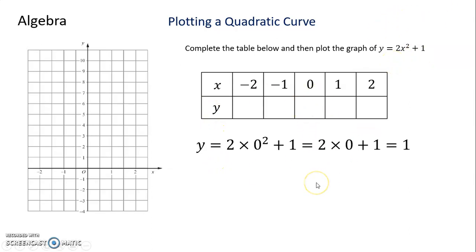So I'm going to again start with the positives. 2 lots of 0 squared add 1. 0 squared is 0, so that's 2 lots of 0 add 1, which is just 1. So I can fill that in for my table there. What I'm going to ask you to do now is pause the video and see if you can fill in the rest of the table.